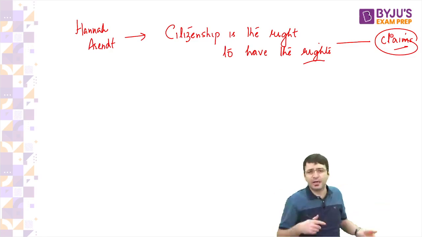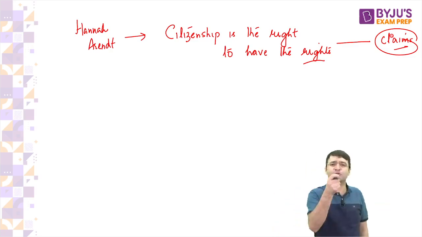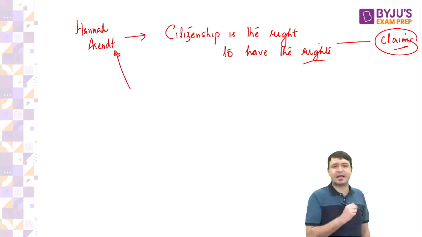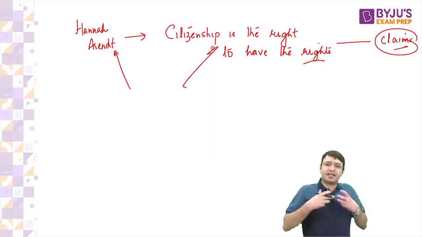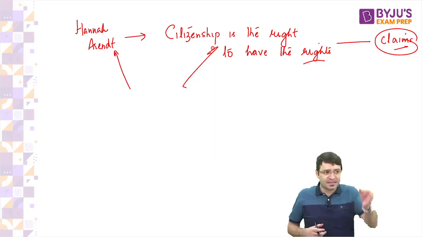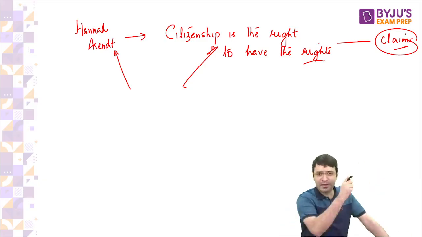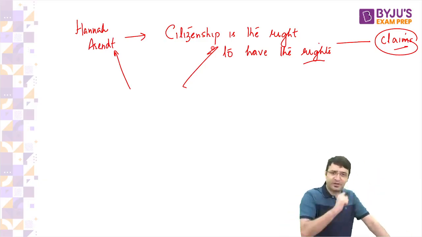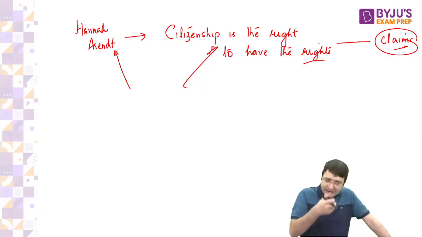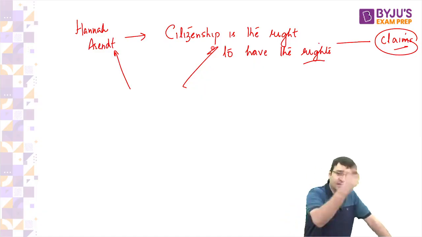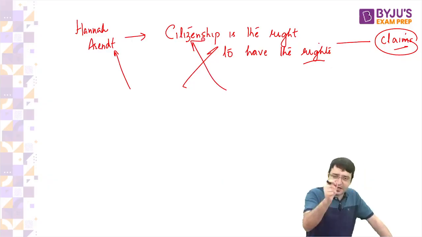Sir, it is still not clear. What is citizenship? Citizenship, long story short, according to Professor Hannah Arendt, is the right to have rights. So only a citizen can claim something from the state. Give me all my fundamental rights. Give me political rights. Give me civil rights. Give me economic rights. Give me employment opportunities. So this right, which is a claim against the state, is the definition of citizenship.